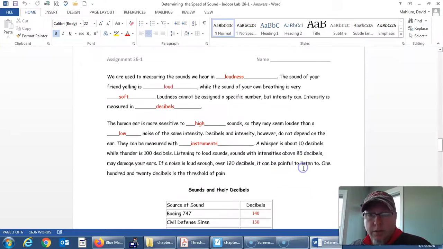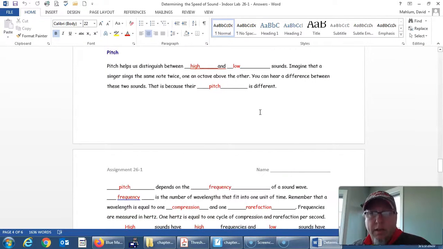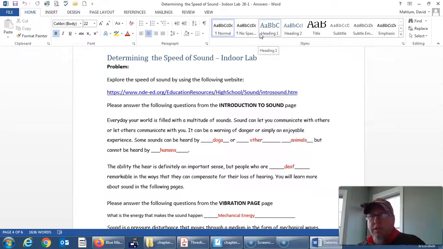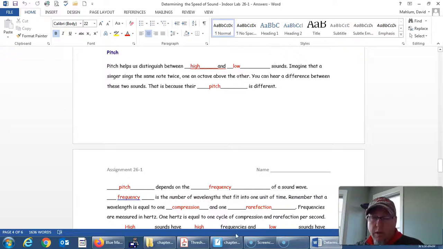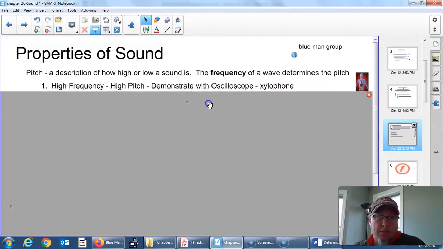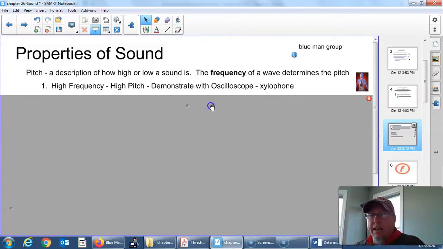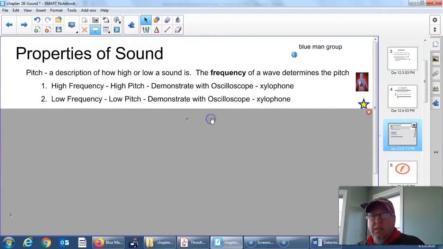So pitch is the high and low frequencies that we are able to hear. And when we say frequency, what we're referring to is like a high note or a low note. And that's what pitch is. If it's a high frequency, that tends to be a high pitch. If it's a low frequency, that tends to be a low pitch.